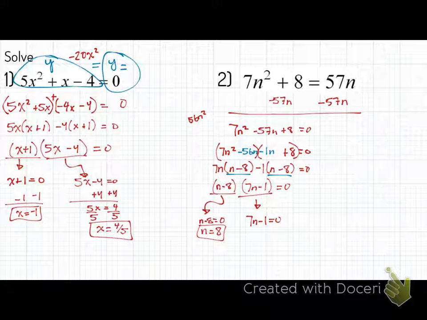And over here, I'm going to add 1 to both sides. 7n is equal to 1. Divide both sides by 7. You got n is equal to 1/7.